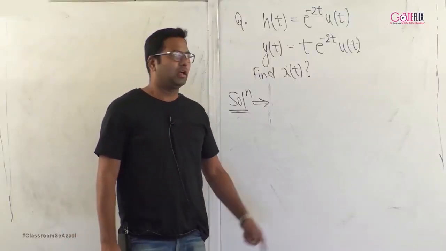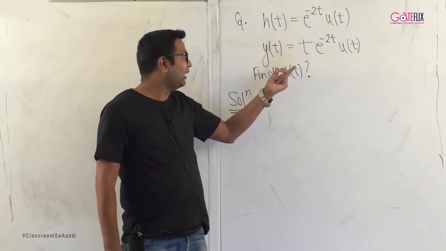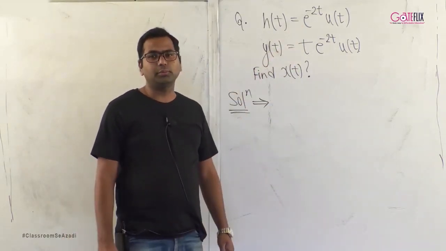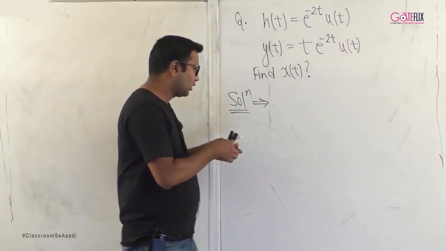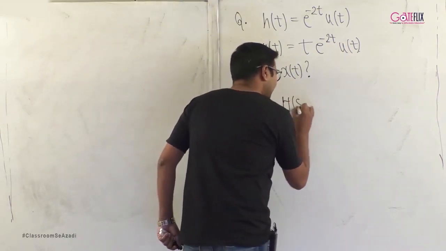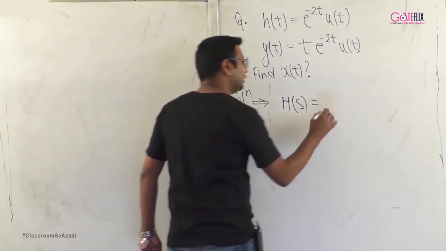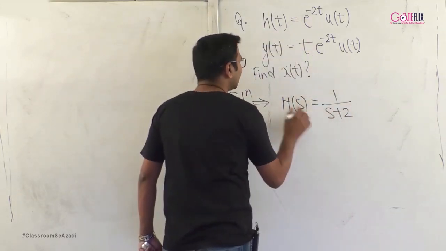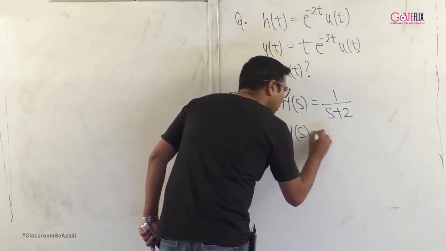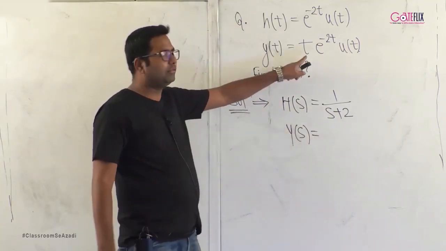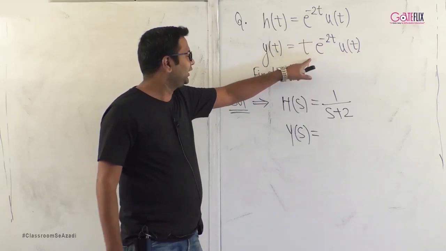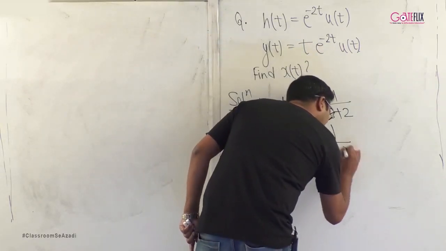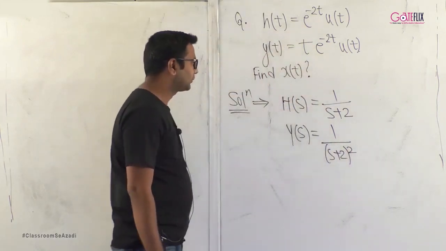In the next question, the impulse response h of t and the output y of t are given to us. We have to find the input x of t. Now, the Laplace transform of h of t will be H of s, and it will be 1 upon s plus 2. The Laplace transform of output y of t, I think we have already seen in the previous question, t into e raised to minus 2t into u of t, the Laplace transform comes out to be 1 upon s plus 2 whole square.